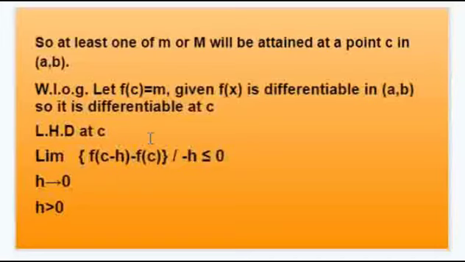This is less than or equal to 0 because this f(c) is small m, the greatest lower bound. It means this numerator is non-negative because this is the value of the greatest lower bound. So f(c minus h) is greater than or equal to f(c). So this numerator is non-negative but the denominator is negative. So the left hand derivative at the point c is less than or equal to 0.